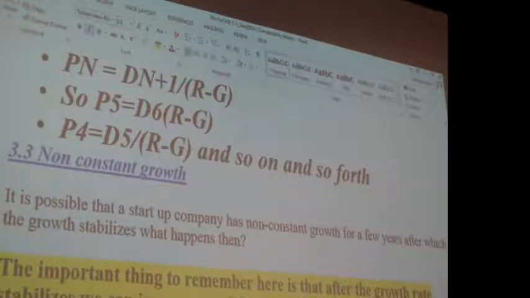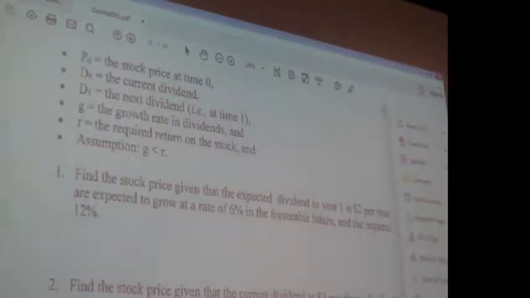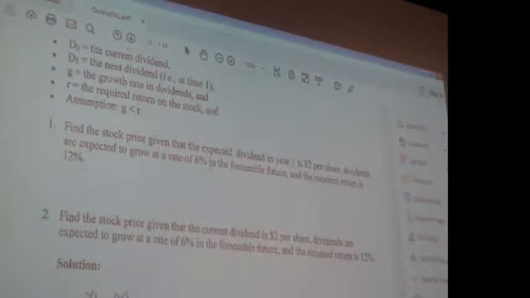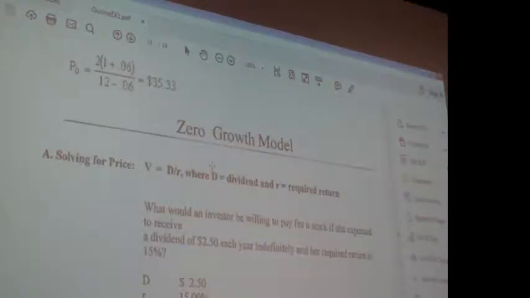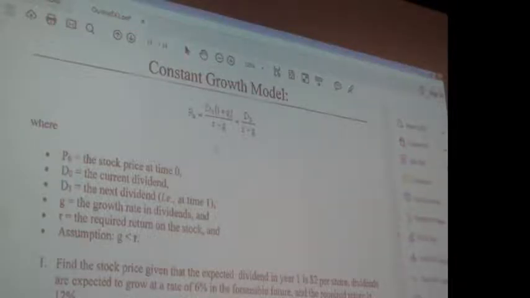All right, let's look at another problem that I have in the handout, I believe. All right, let's try number 1 and 2, and we will see that there is a little bit of difference between 1 and 2. So let's try 1 and 2. And I want to write this formula. So we have that formula, P0 equals D1 divided by R minus G, or P0 equals D0, 1 plus G divided by R minus G.